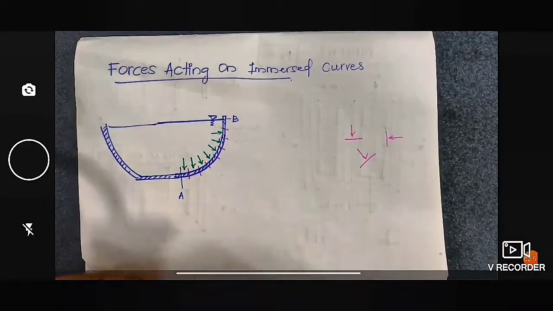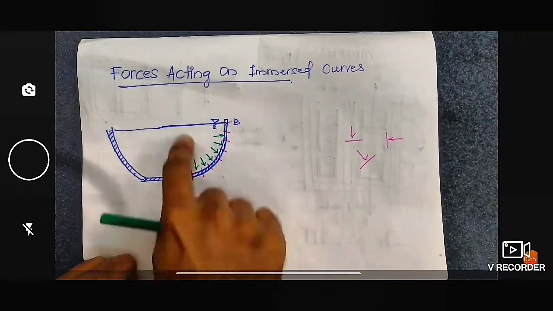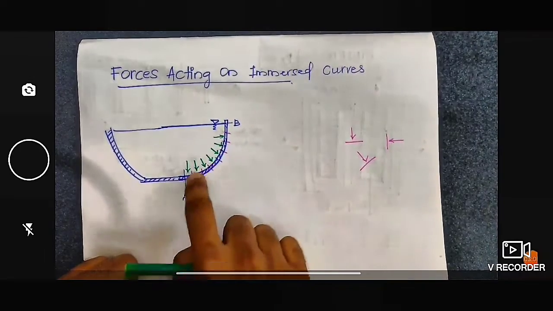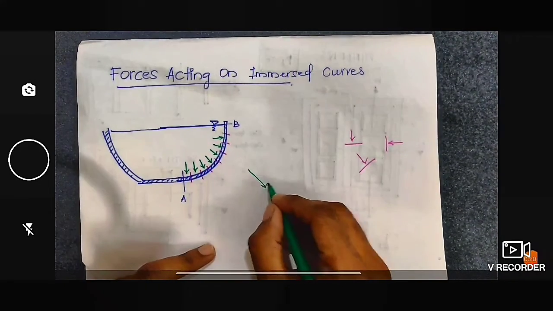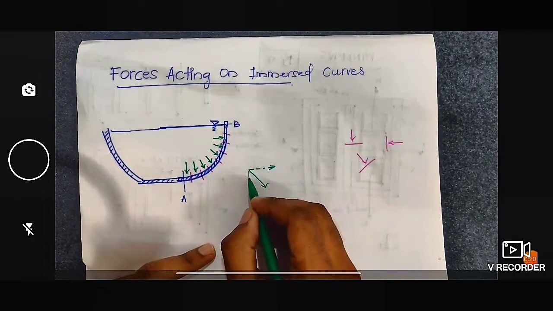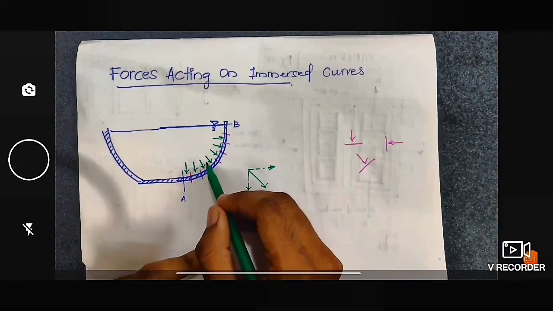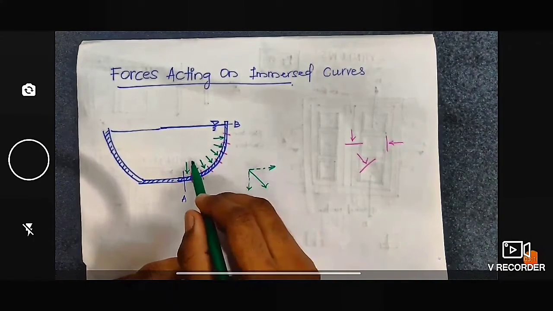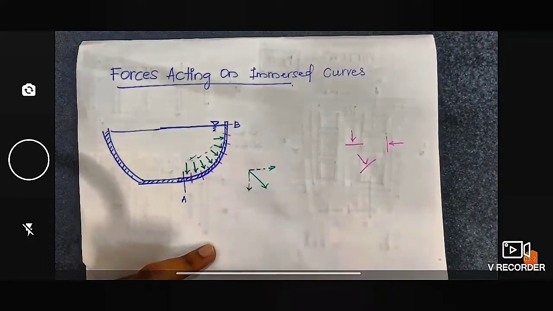So if I take any point, see, here this pressure is acting vertically, here the pressure is acting horizontally, and at every other point it is acting at an inclination. So if I have any pressure or force like this, I can resolve it into a horizontal component and a vertical component. There are a number of inclined forces or pressures like this, and I can resolve all these forces into a horizontal component and a vertical component.